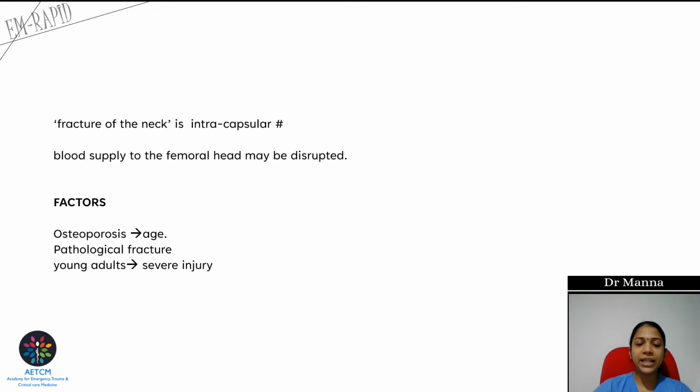So what are the risk factors for fracture neck of femur? It is usually seen in elderly because of osteoporosis, and it can be seen because of some pathological fractures, some bone diseases, or because of malignancy, or in young adults it is seen secondary to a very severe injury.